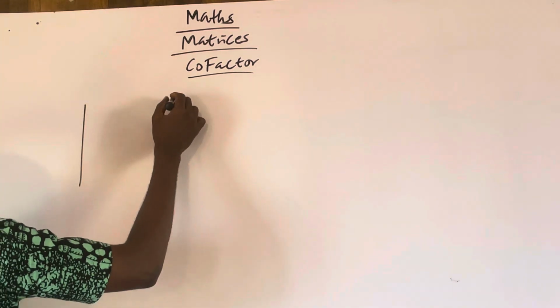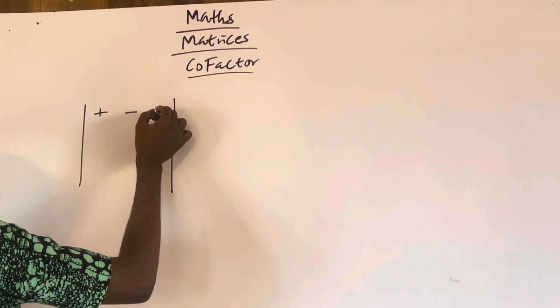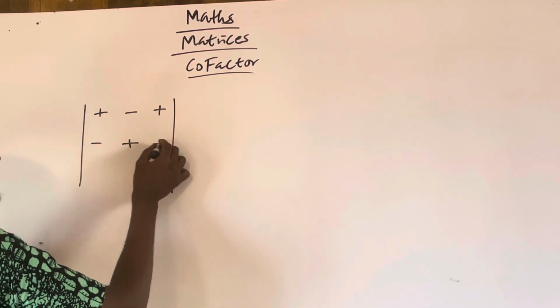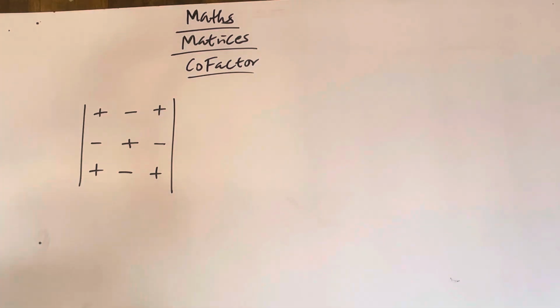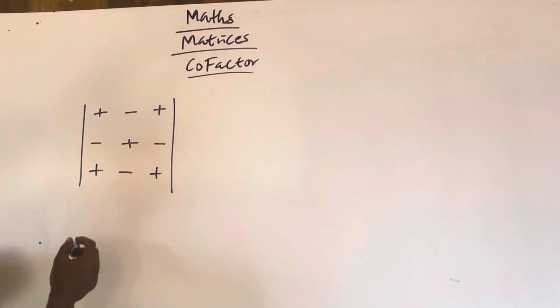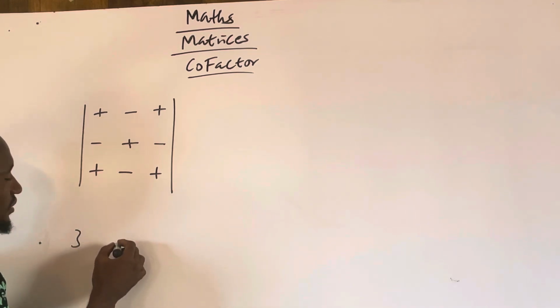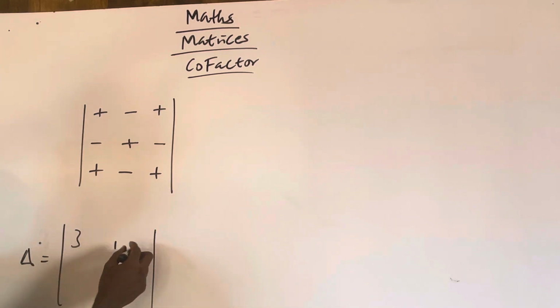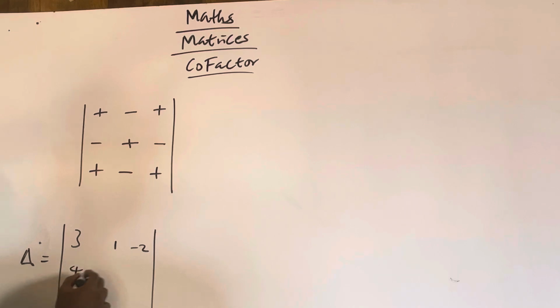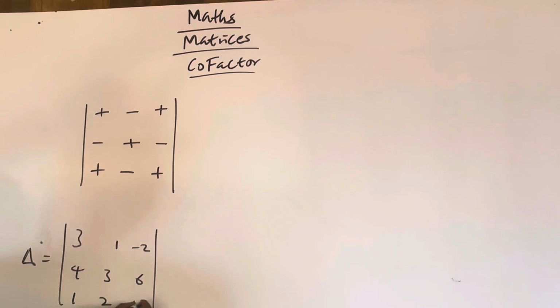First of all, I want you to learn this. Plus, minus, plus. Minus, plus, minus, plus, minus, plus. I want you to know this. Plus, minus, plus, minus, plus. Good. Having known that, when you have three, one, so for instance, when you have 3, 1, minus 2, 4, 3, let me say 6, 1, 2, 4.